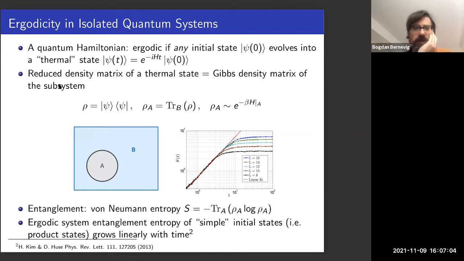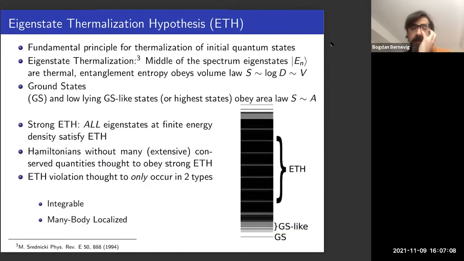But really, what I'll be using is the fact that the eigenstate thermalization hypothesis says that in the middle of the spectrum, so in this region of energy where there's a finite density of states, basically an exponential density of levels, then the eigenstates are thermal, and their entanglement entropy obeys a volume law.